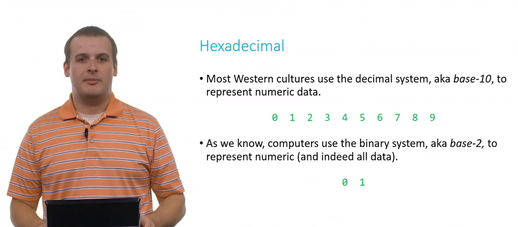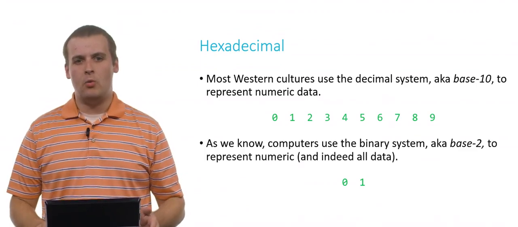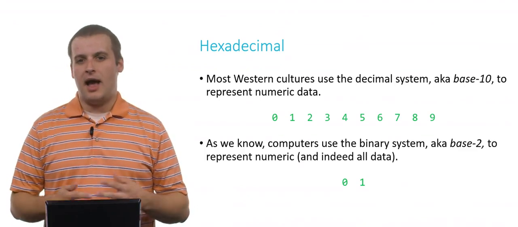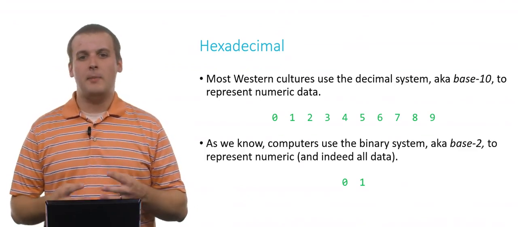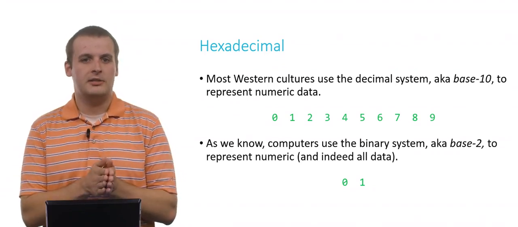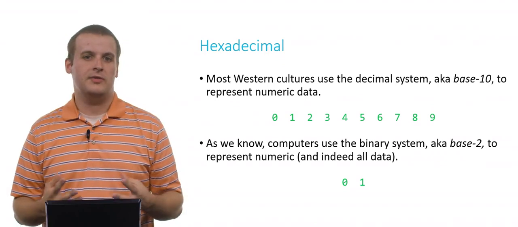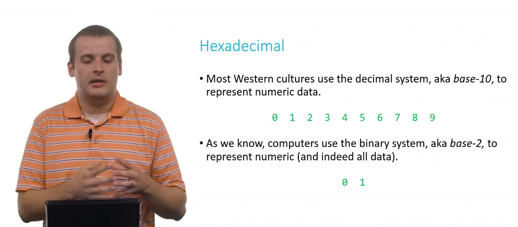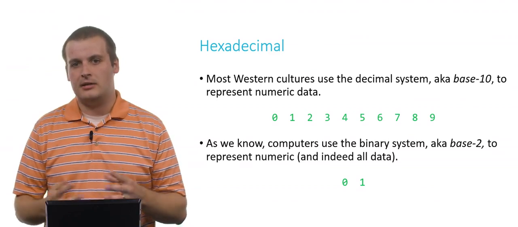So hexadecimal numbers, as if we need another base number scheme, right? Well, most Western cultures, as you probably are familiar, use the decimal system, base 10, to represent numeric data. We have the digits 0, 1, 2, 3, 4, 5, 6, 7, 8, 9. And if we need to represent values higher than 9, we can combine those digits using the notion of place value. So for 10, we have a 1 digit followed by a 0 digit. And we intuitively understand that what we're doing there is we're multiplying the first one by 10 and then adding 0 for a total of 10.